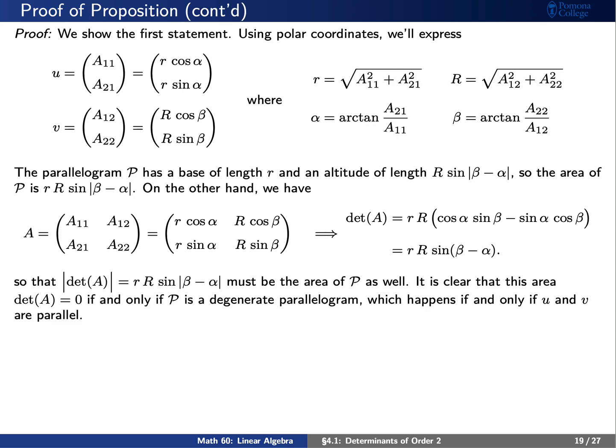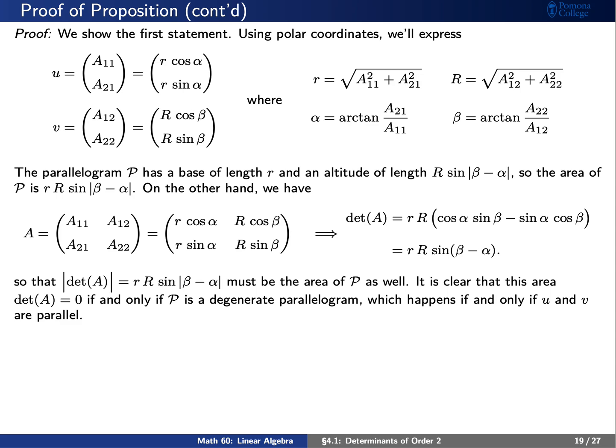On the other hand, let's take a look at the determinant of our matrix A. If we simply place in the two columns of A in terms of u and v, and again in terms of lowercase r, capital R, alpha, and beta, then we can compute the determinant of A by using the formula for the sine of the difference of two angles. So by using some trigonometry, we can express the determinant of A as lowercase r times capital R times sine of beta minus alpha. This means that the absolute value of the determinant of A must be the area of our parallelogram. Again, we have done this by using polar coordinates and just a little bit of trigonometry.